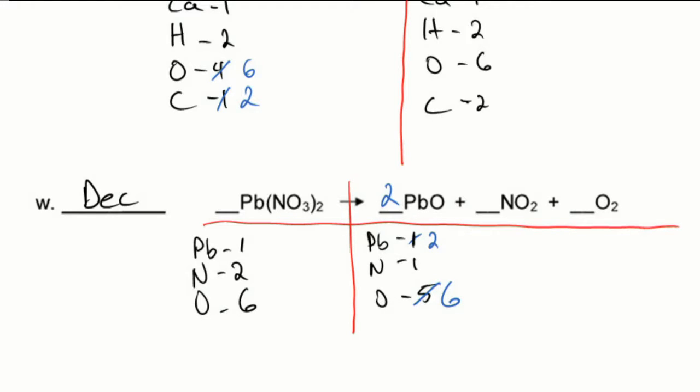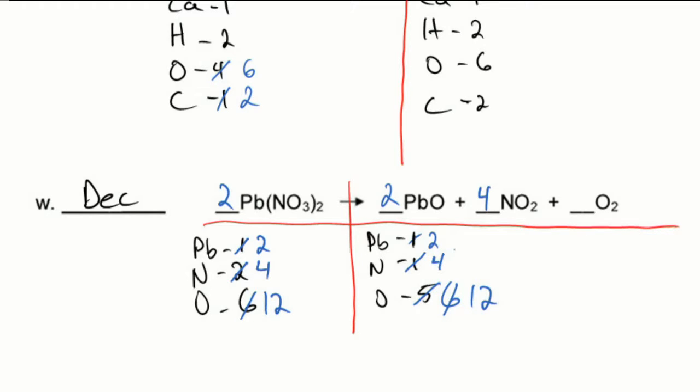So now my lead is unbalanced, so I'm going to have to put a 2 here, which changes this to 2, this to 4, and this to 12. And then my nitrogens are unbalanced, so I'm going to put a 4 here. So that's 4 and 8, 9, 10, 11, 12. 2, 2, 4. I'm thinking that's good.